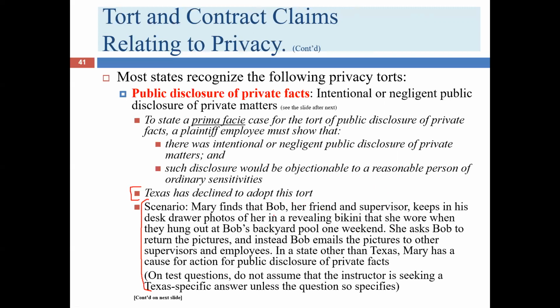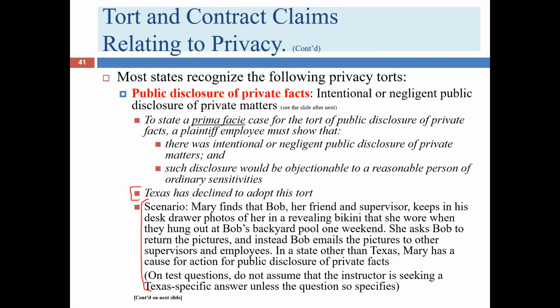then what you ought to do is assume that this isn't Texas. And so you shouldn't think to yourself, oh gosh, this is a public disclosure of private fact scenario, we're in Collin County, Texas, Texas hasn't recognized this tort, so therefore I shouldn't choose the choice that says it's a valid claim. No, unless I give you information that tells you it's Texas specific, you ought to assume that it's in a state that has recognized this particular tort. So let's go through an example to see what I'm talking about.